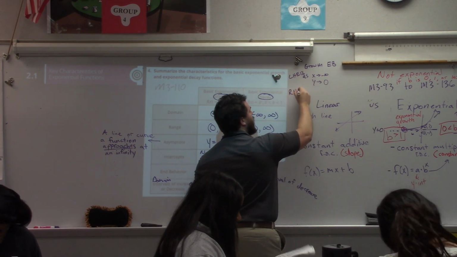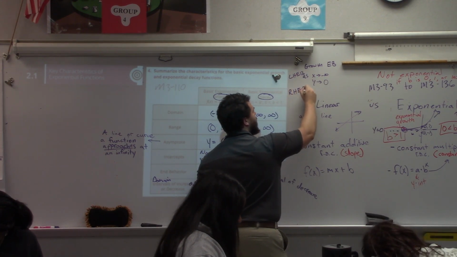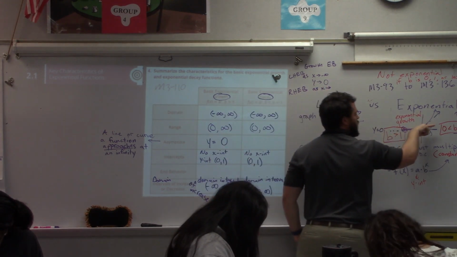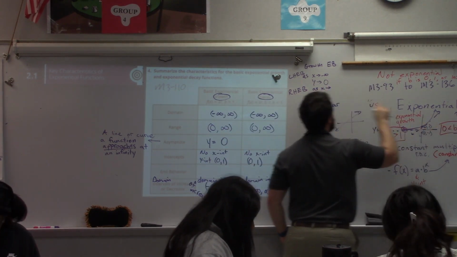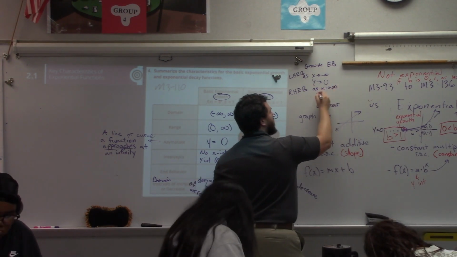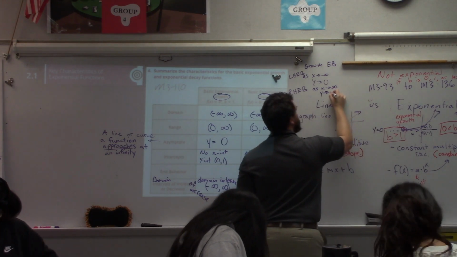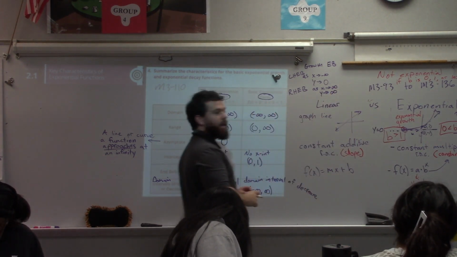And so for that growth, what is my right-hand end behavior? What's happening on the right side? What is x going towards on the right side? Yeah, it never quits going right, so it's going towards infinity. And what's y going towards? Infinity. It never quits going up.